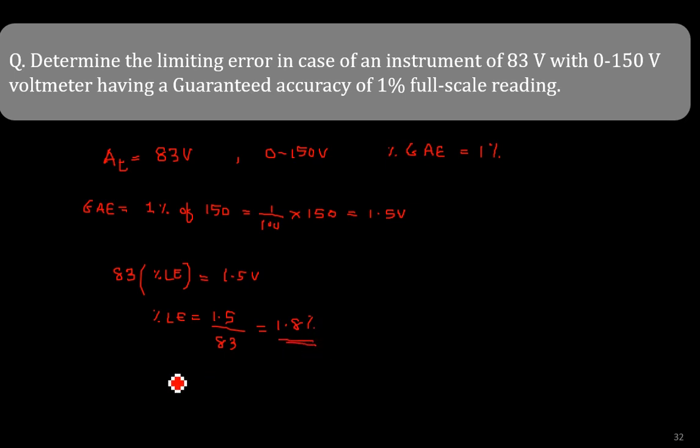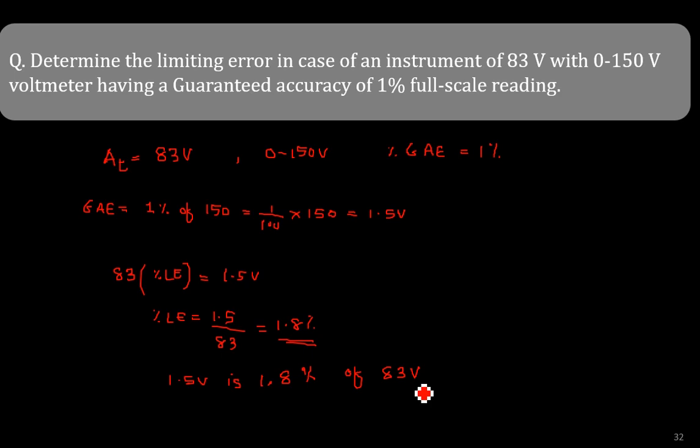or we can say 1.5 volt is 1.8 percentage of 83 volt. So 1.5 volt is 1.8 percentage of 83 volt. So this is what you are expected to find out. So your percentage limiting error will be 1.8 percentage.